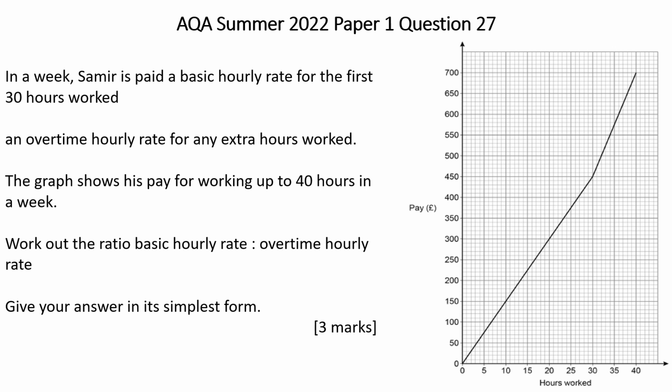So it says in a week Samir is paid a basic hourly rate for the first 30 hours that he works and then an overtime rate for any extra hours that he works over that 30 hours. And we've got a graph here that shows his pay for up to 40 hours in a week, and we're being asked to work out a ratio comparing the basic hourly rate with the overtime hourly rate, and this needs to be in its simplest form for this question.